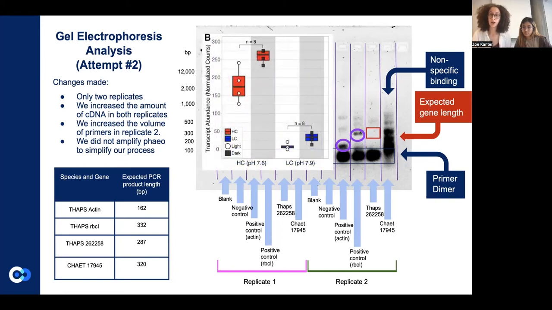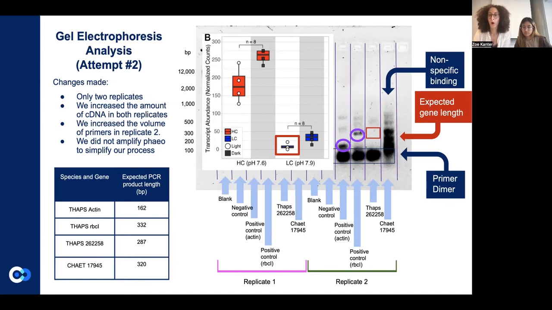And if you think back to this chart that Honey showed you a while ago, you can see that the expected transcript levels of this gene are really low at that period, which is in the daytime at low carbon. So that's probably why we didn't see any.